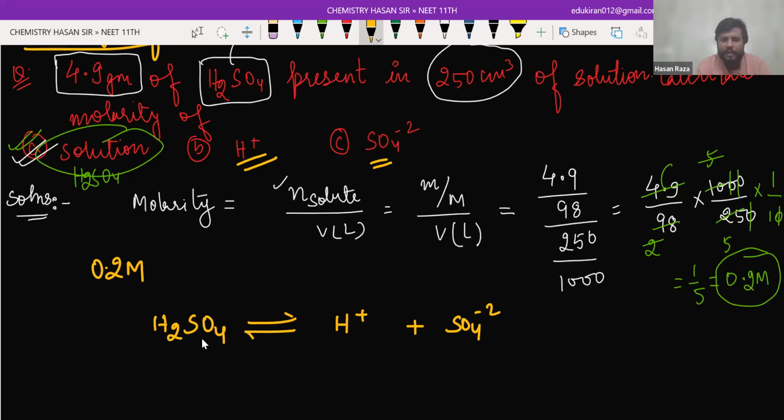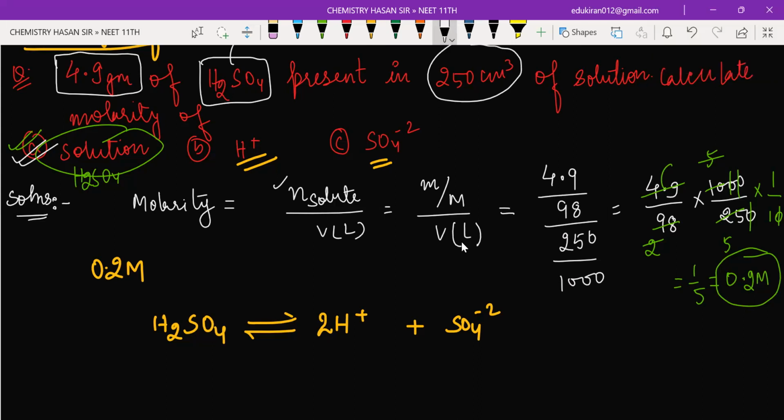Now, as you can see, 2 hydrogens are on the left hand side in H2SO4. So in order to balance it, I'm going to multiply by 2. Everyone knows that H2SO4 has 2 hydrogens, so it will give 2H+. Now, have you studied stoichiometry? Rishita, Martin, everyone? Have you studied? Yes, sir.